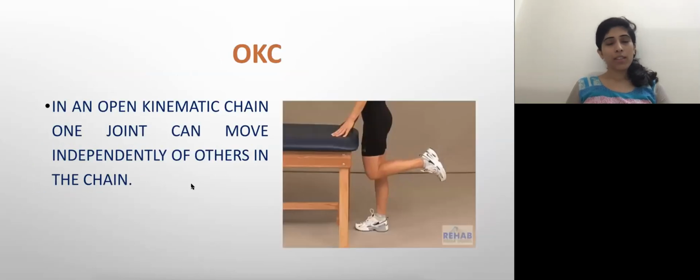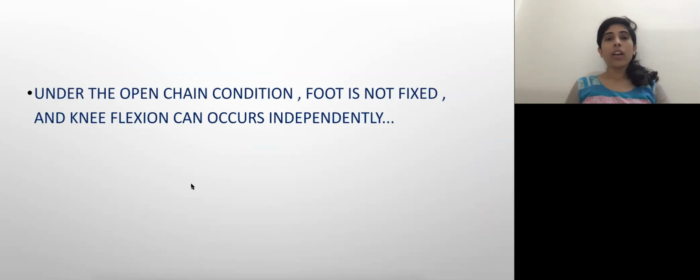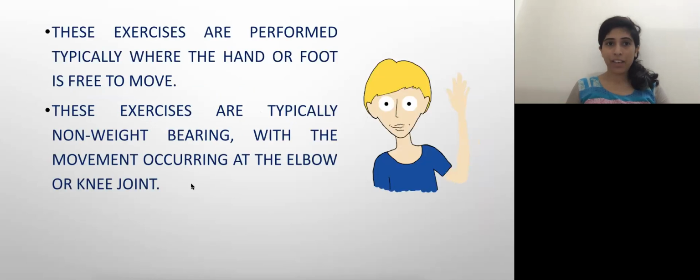Now OKC, that is open kinematic chain. In open kinematic chain, one joint can move independently of others in the chain. Under the open kinematic chain condition, the foot is not fixed and the knee joint movement can occur independently.